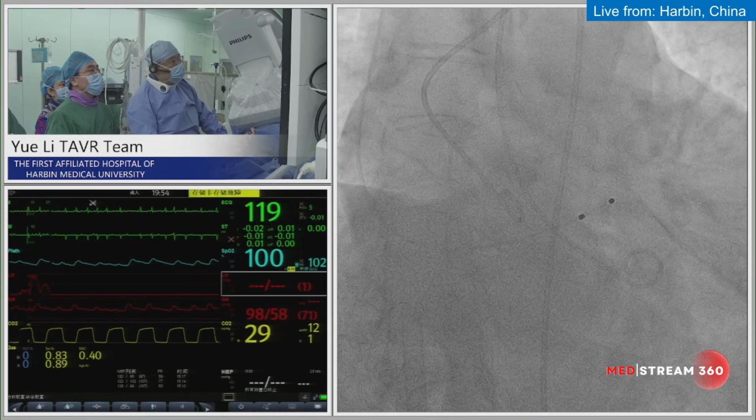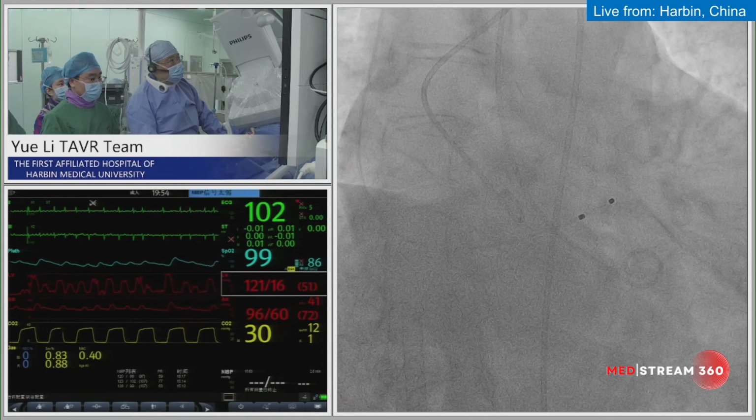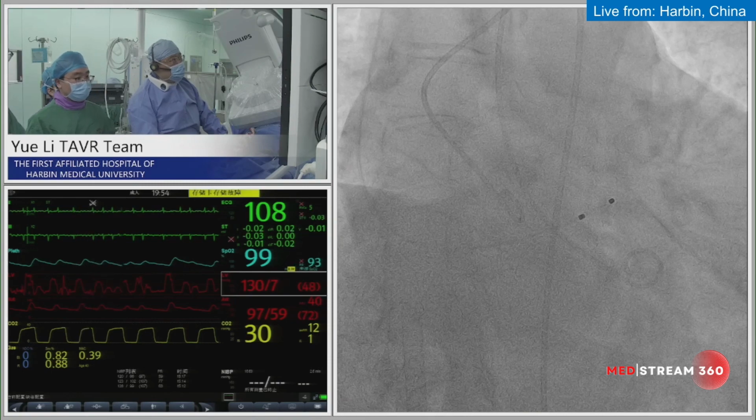We use the pigtail to do the blood pressure test, and the blood pressure test shows it's great, it's stable. Okay, we can wait.